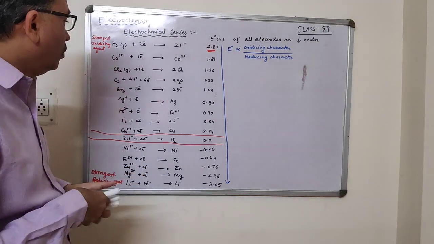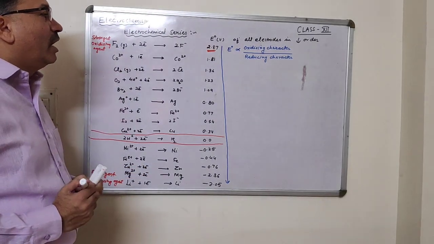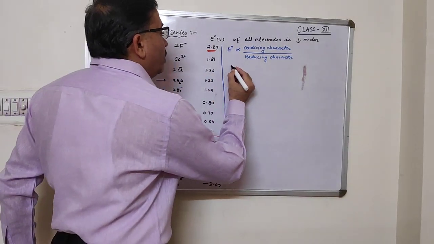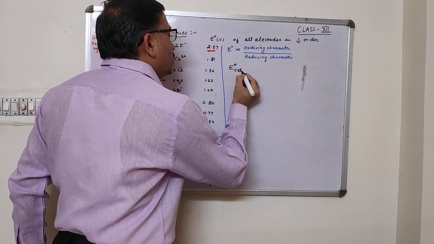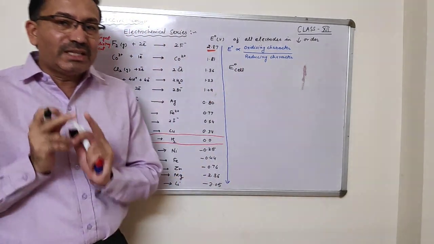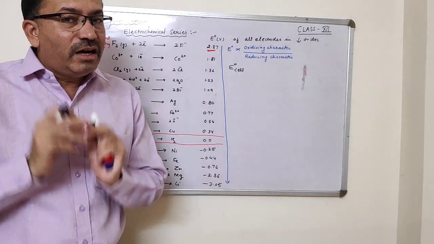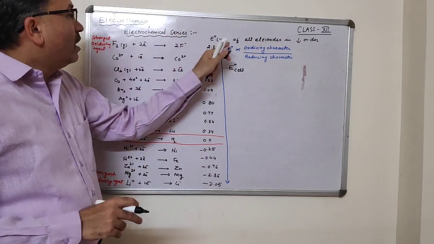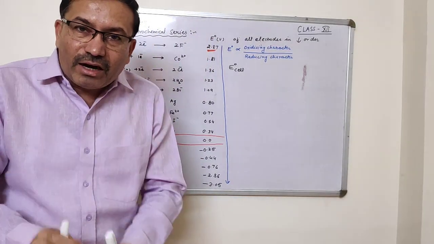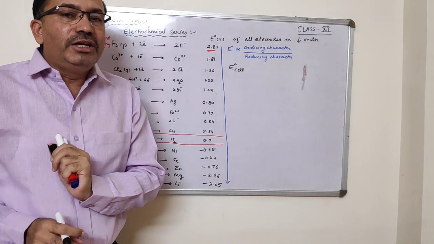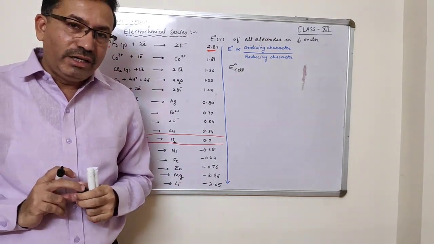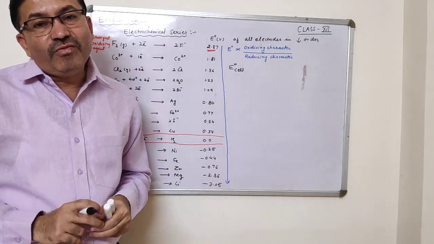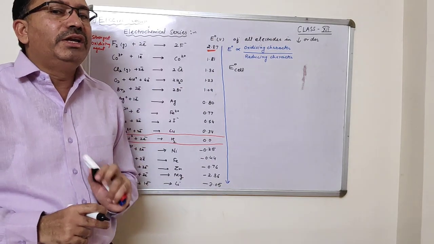Now point number 2: if we want to determine the standard electrode potential of a cell. So how to determine E naught cell, the standard electrode potential of the cell? When I am talking about the standard electrode potential of a cell, or of an electrode, the essential conditions are that temperature should be 298 Kelvin, and concentration of electrolyte must be 1 molar, that is 1 mole per liter.